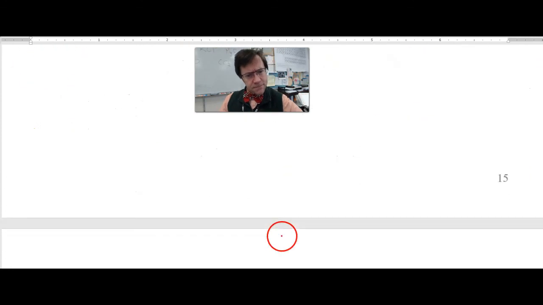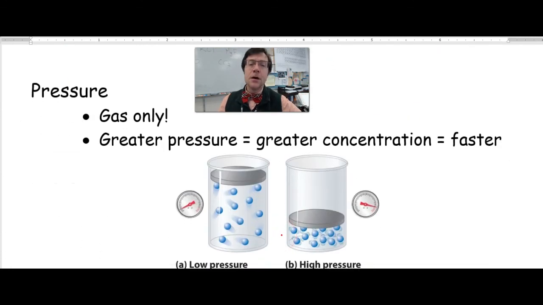I wonder what's next. Oh yeah, pressure. Pressure. Because only gases can be compressed, right? Only gases. And so what pressure does to a gas, when you apply pressure, it basically increases the concentration. So greater pressure gives you greater concentration.